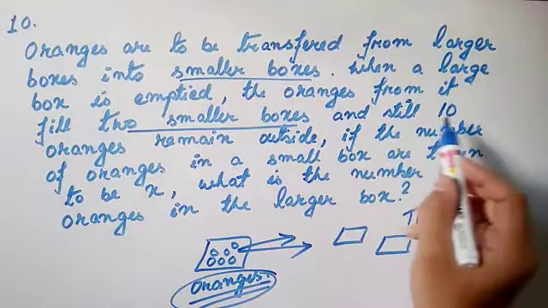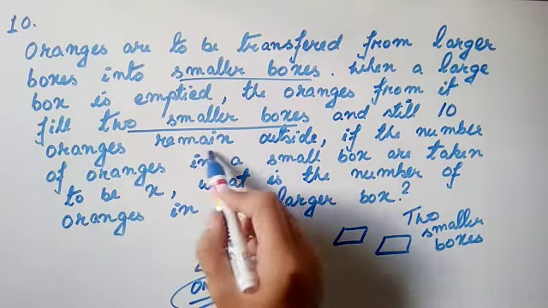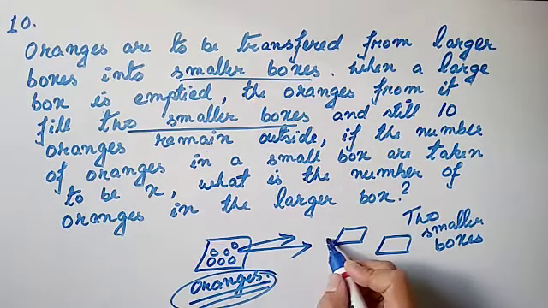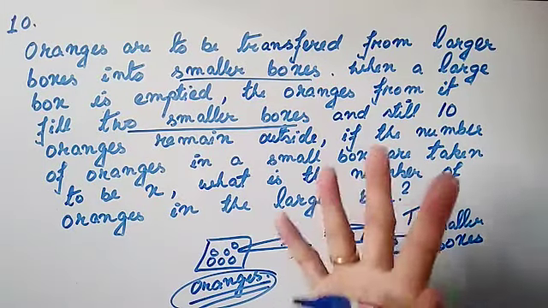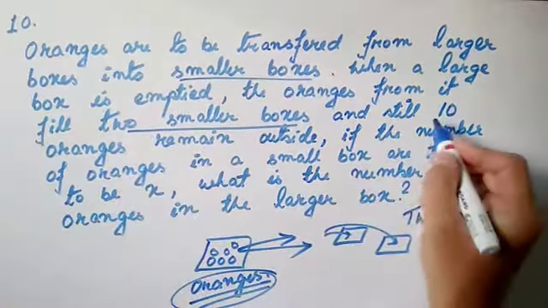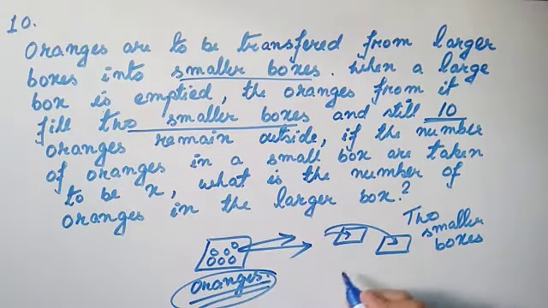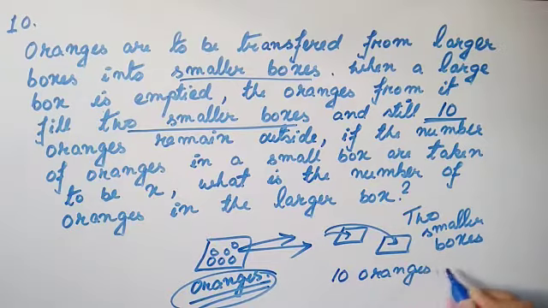And still 10 oranges remain outside. So after filling these two smaller boxes, there are still how many oranges left? 10 oranges remain outside. 10 oranges still remain.